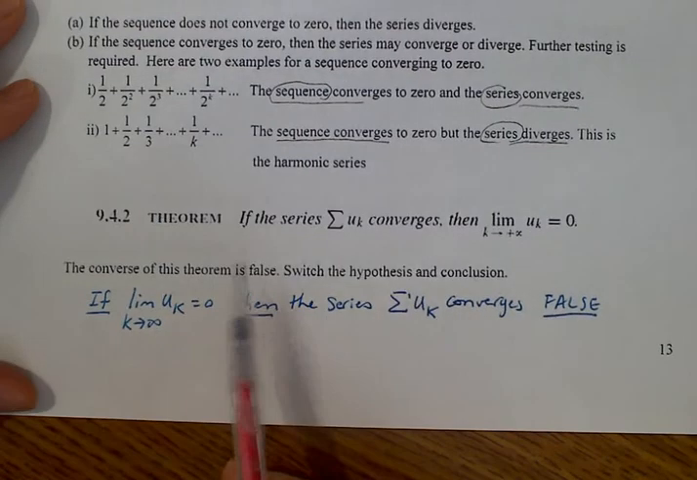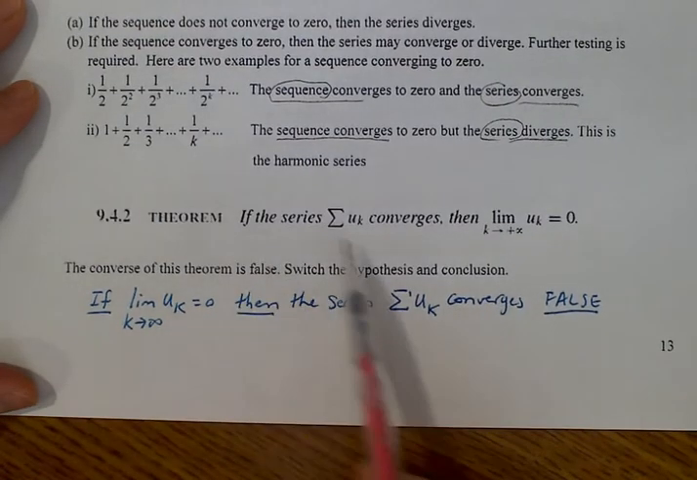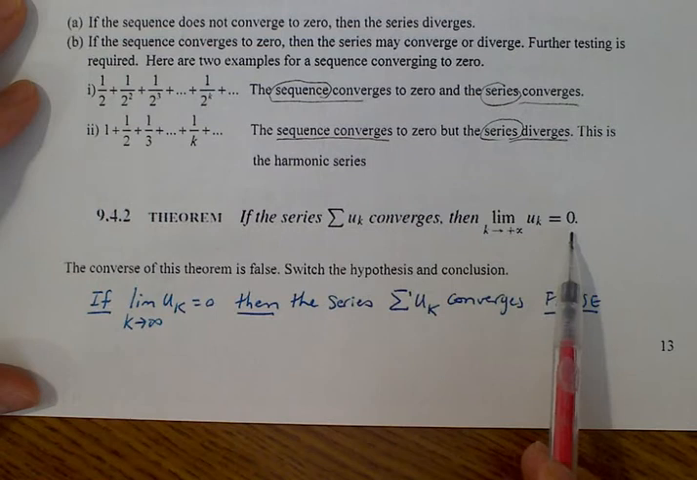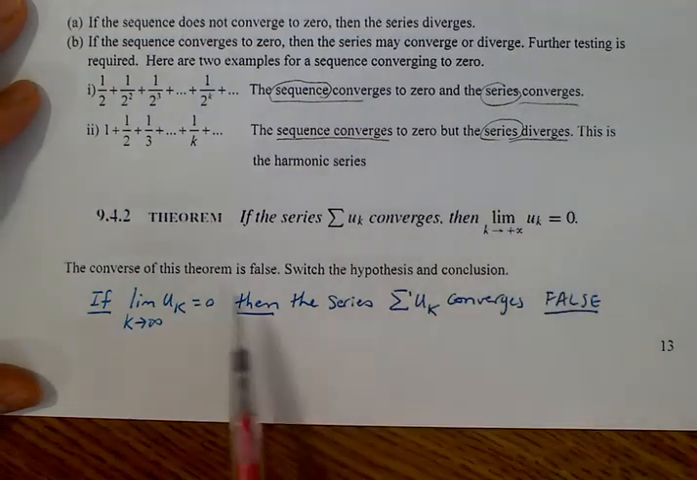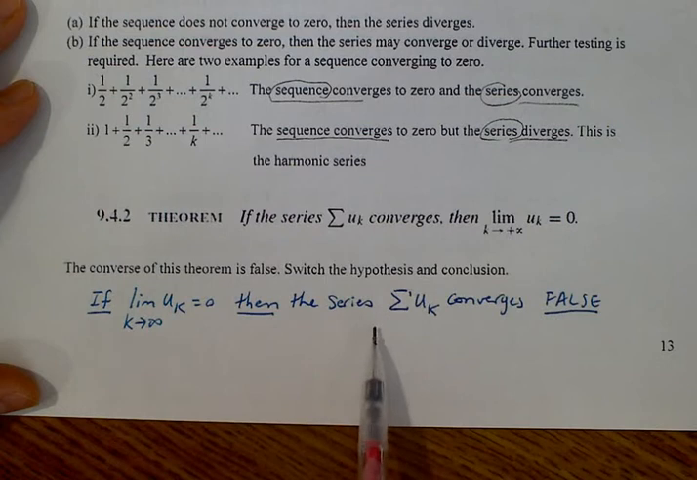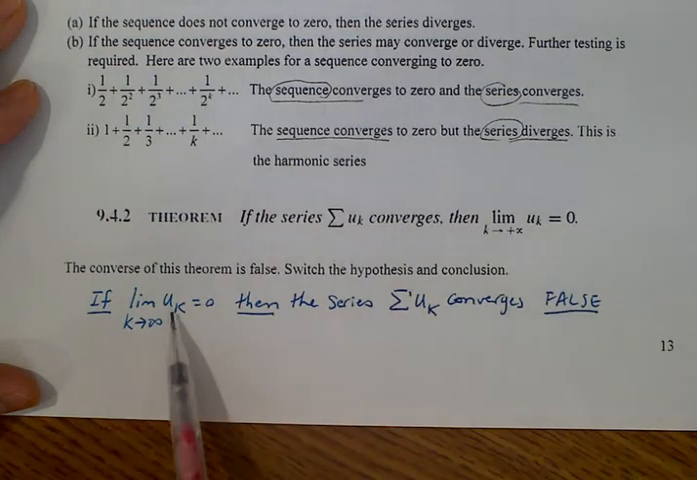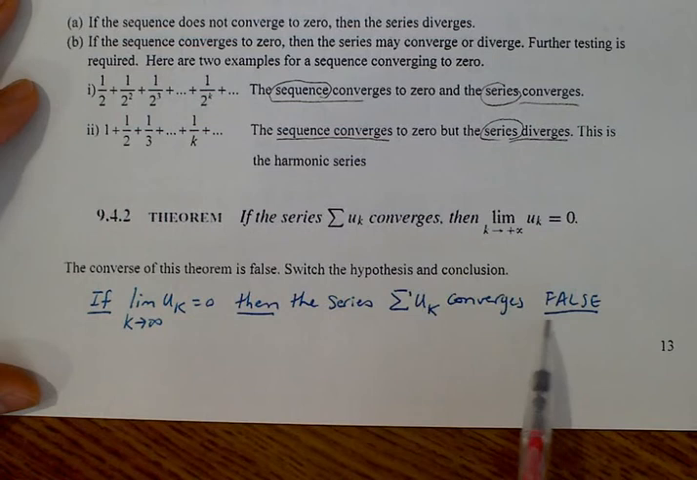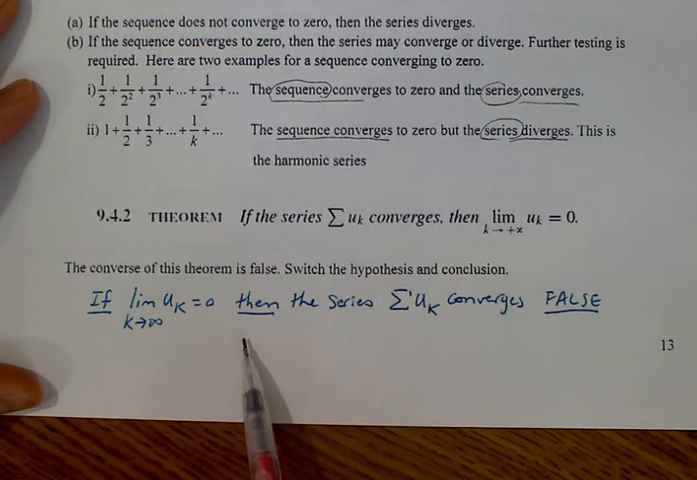The theorem on this is, if the series converges, then the limit of the kth term as k goes to infinity is equal to 0. That would be a true statement. The converse is a false statement. If you switch the hypothesis and the conclusion, it's: if the limit of the kth term as k goes to infinity equals 0, then the series converges. That is a false statement. And the case that shows it is false is the harmonic series.